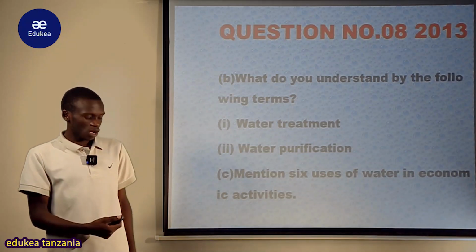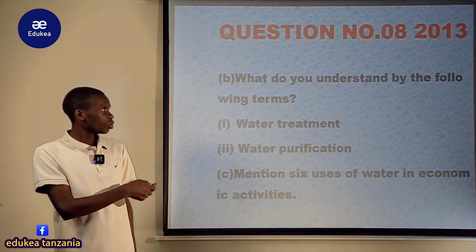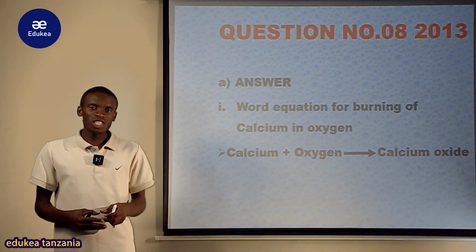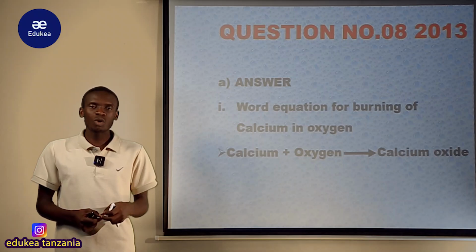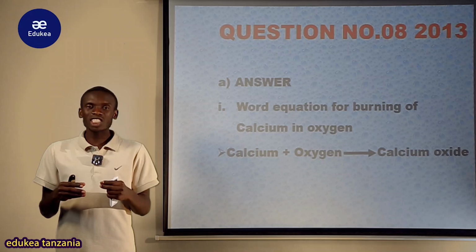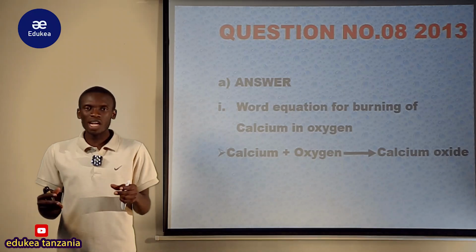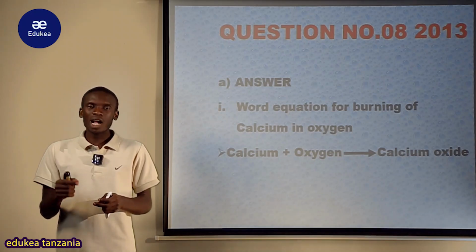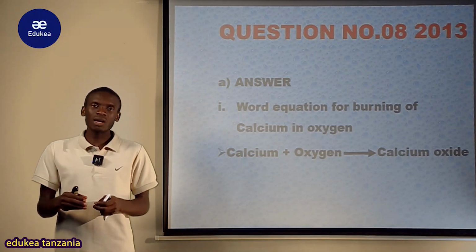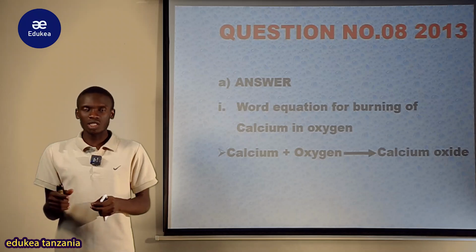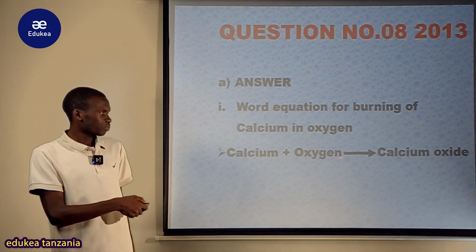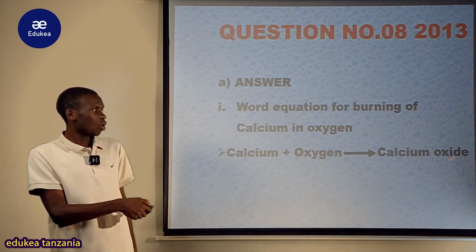After then a student is supposed to go and answer the question according to the instruction. First, a student is supposed to write the word equation for the reaction when calcium burns in oxygen. If calcium burns in oxygen, it is a combustion reaction and it involves calcium reacting with oxygen. So the word equation: calcium plus oxygen produces calcium oxide.